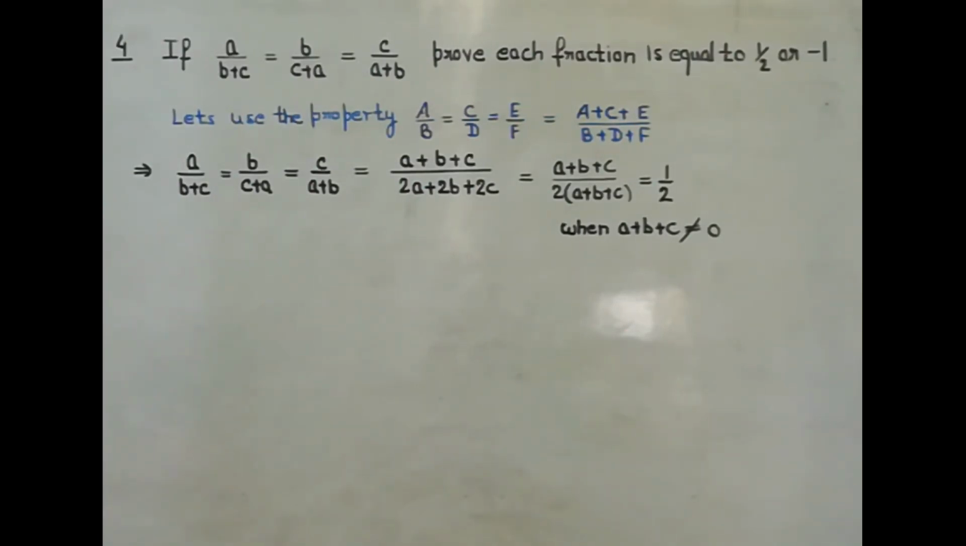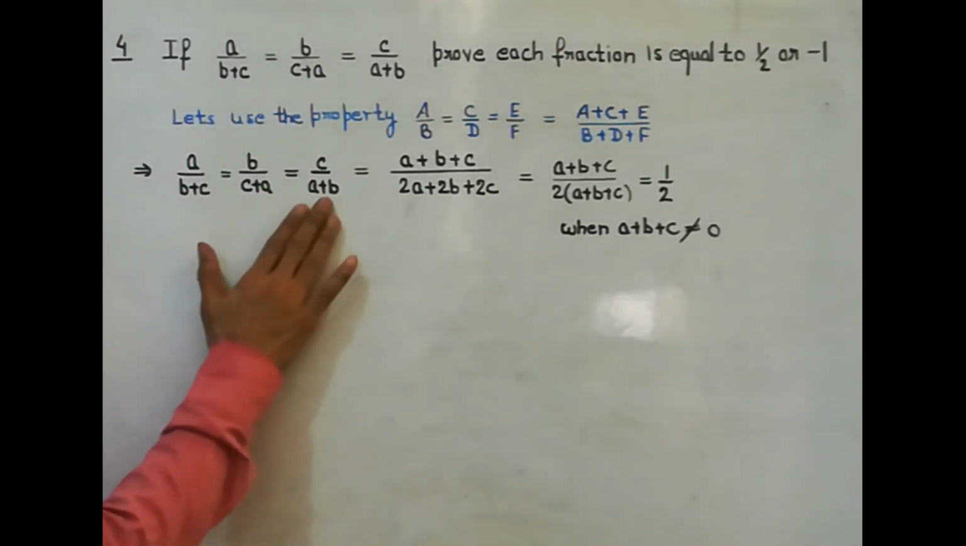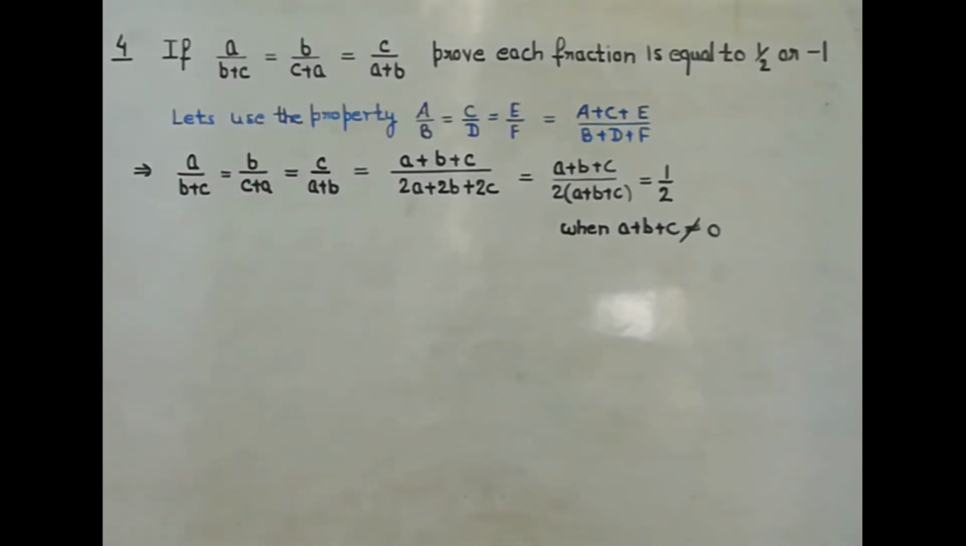Now we have to also show that each of the ratio is equal to -1. This is also to be shown. We have done the first part, that each ratio has been shown equal to half, but under the condition A plus B plus C is not equal to 0. Now we have to show that each of these ratio is equal to -1.